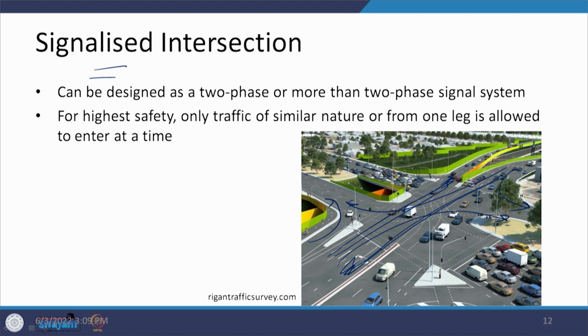So, what we need to look at is the number of phases which can be there, and by way of doing that, it can be a 2-phase system, 4-phase system, 3-phase system, whatever it is, based on that we can reduce the number of conflict points by signalization.